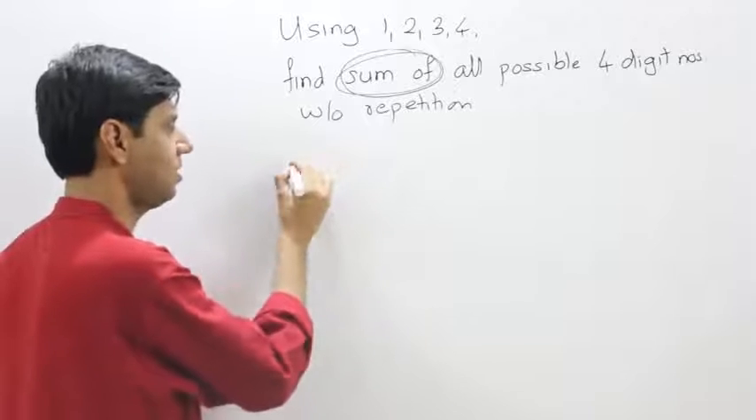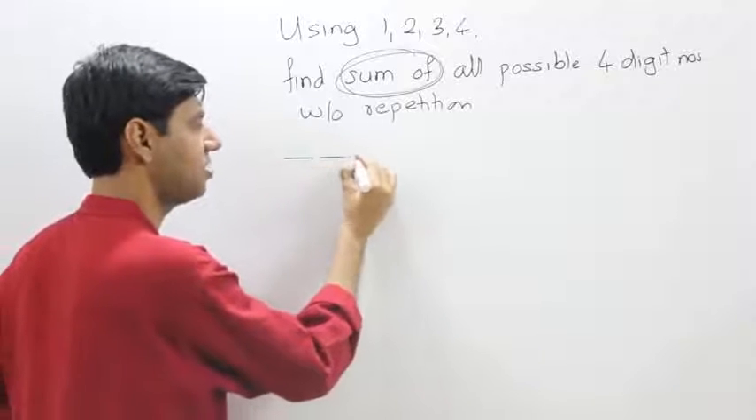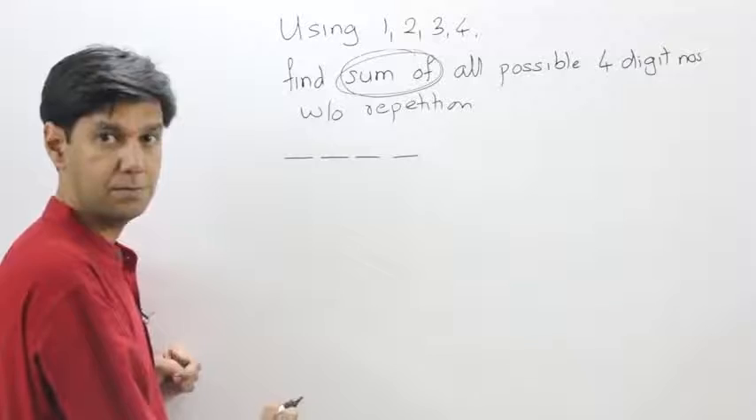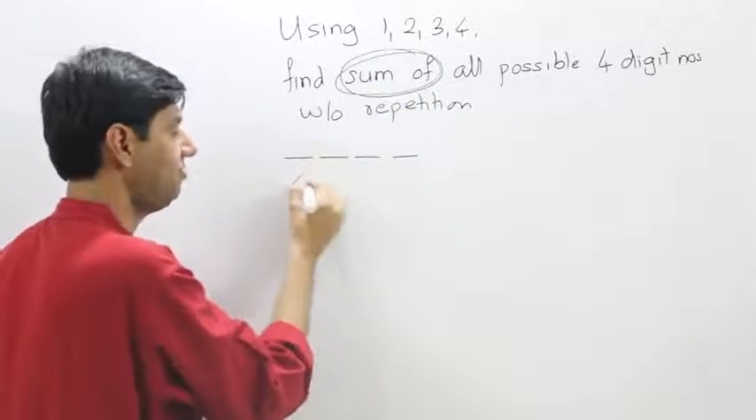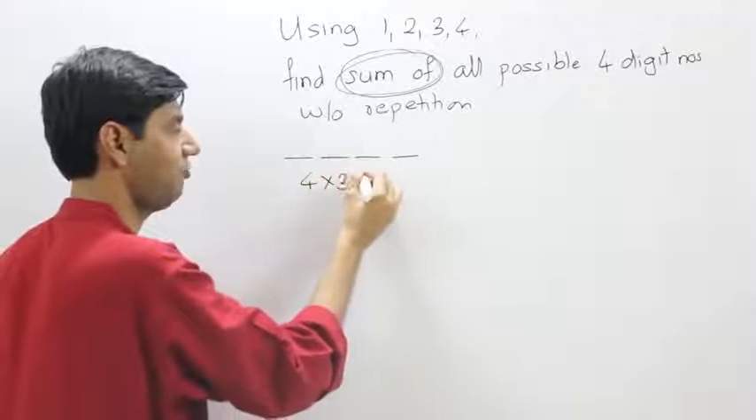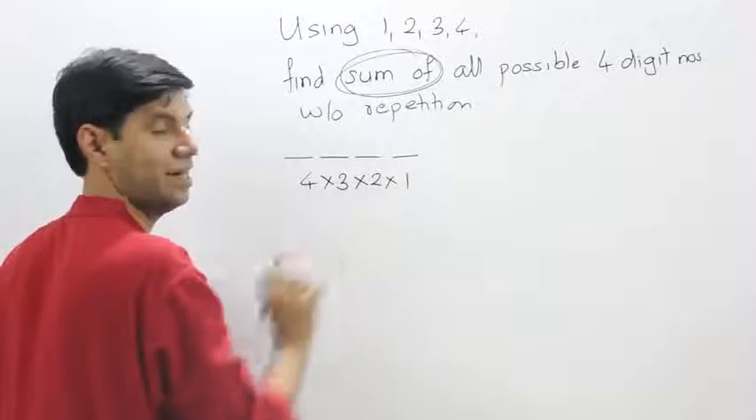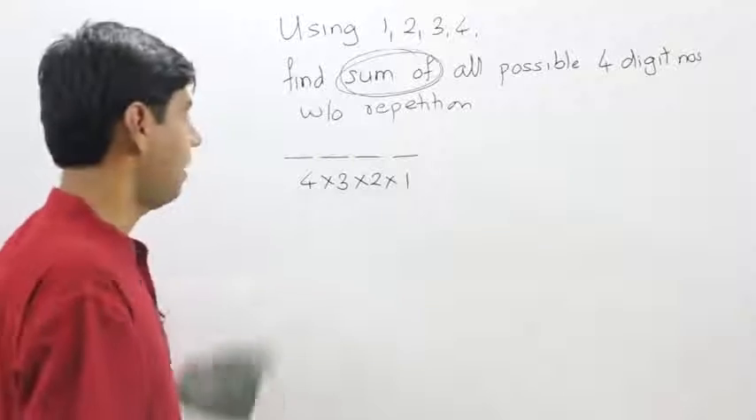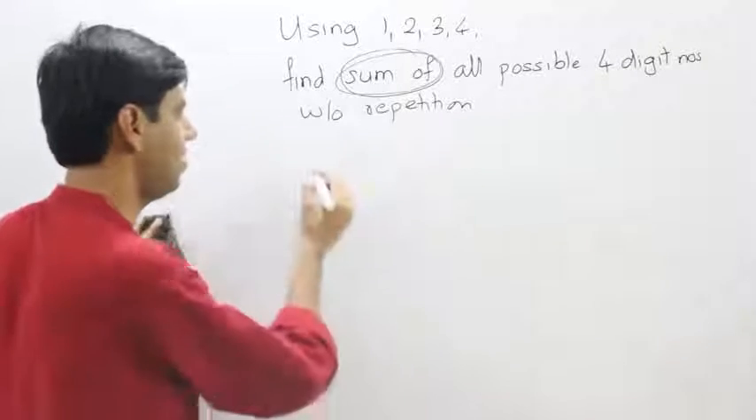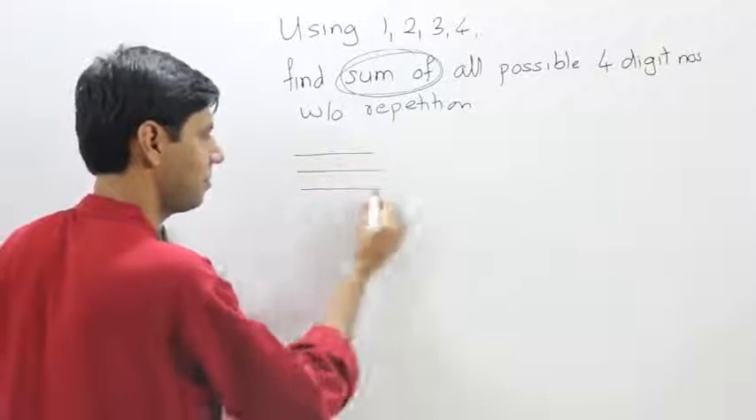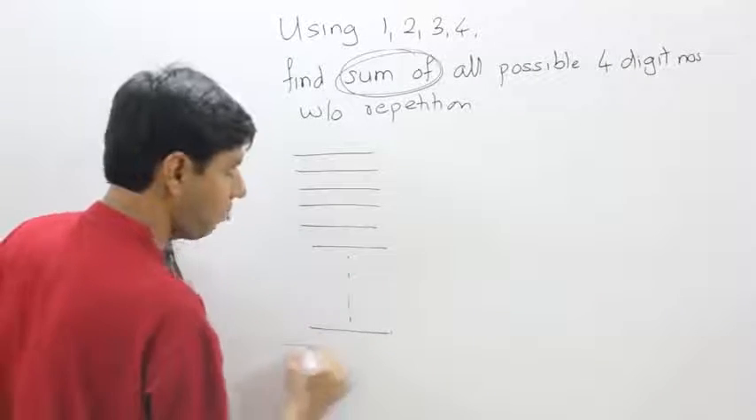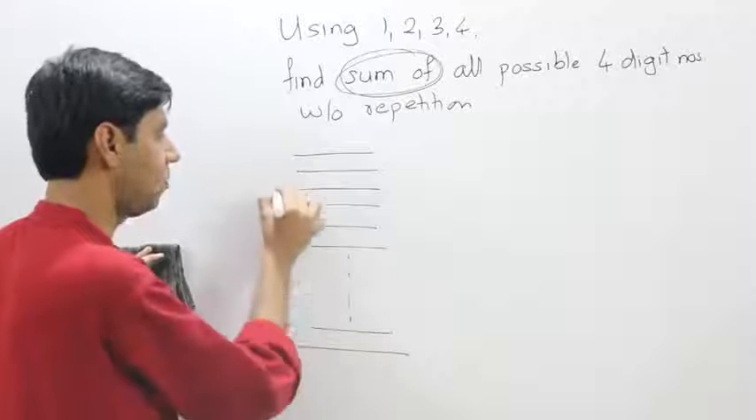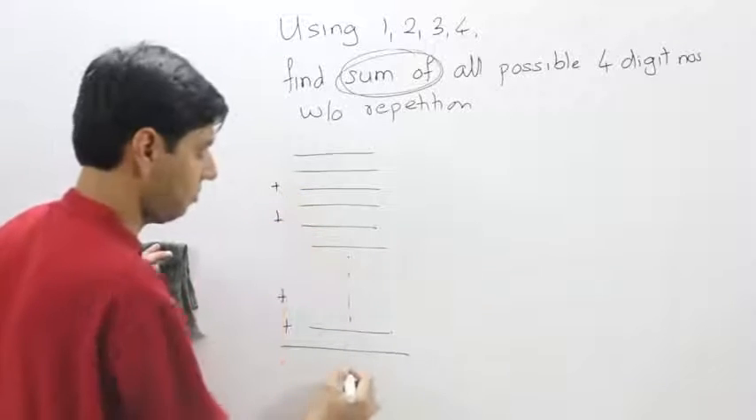So let's just do that work. If there are 4 positions, there's no condition, there's no 0 over there. So the number of ways they could be filled in is straight 4 into 3 into 2 into 1. That is 24 such numbers. So I'm making a list of 24 numbers, and I need to add all of them. So after adding them, what is the possible sum?